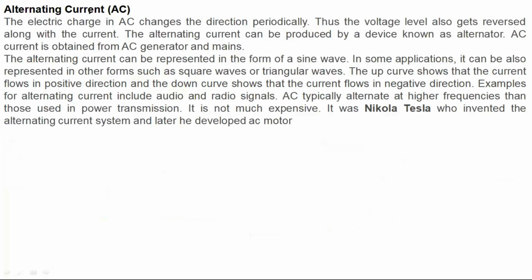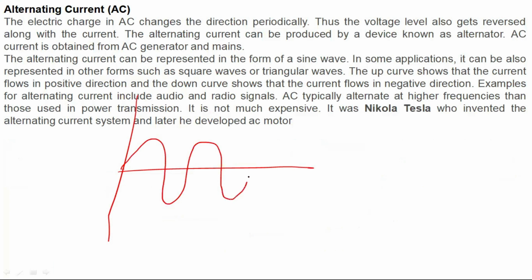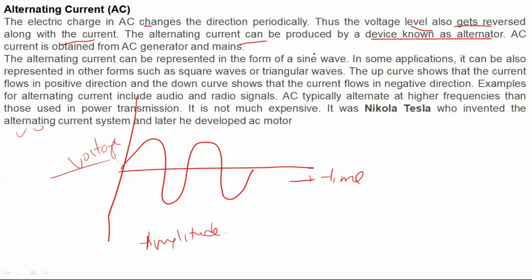Alternating current. The electric charge in AC changes direction periodically, like this. Thus, the voltage level also gets reversed along with the current. The voltage goes up and down. The alternating current can be produced by a device known as an alternator.